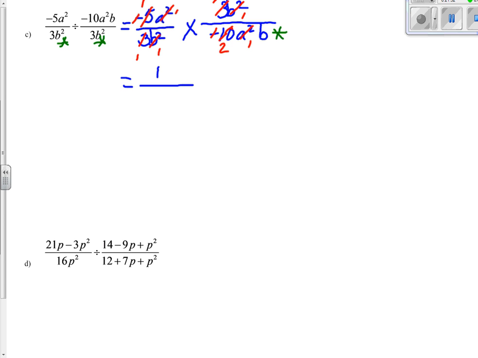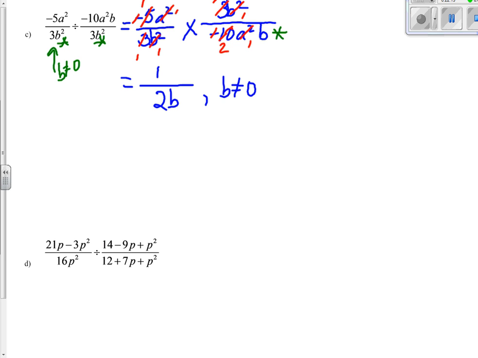Gone, gone, 2, and a b. 1 over 2b if I am correct. Yes, looks like it. I am looking for my restrictions. For this one, which is identical to the one beside it, if I had b as a 0 there, I have a 0 on the bottom. So one of my restrictions will be b cannot be 0.